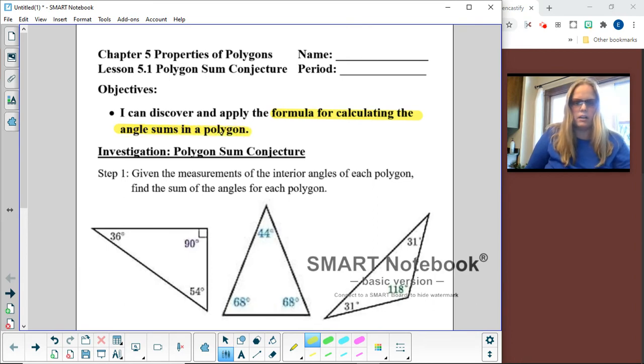And remember, polygons are those straight-edged figures where each side is a segment and those segments connect at an endpoint, or a common vertex, and they're only connecting to two segments at a time. We can't have any other segments coming in, otherwise it wouldn't be a polygon.